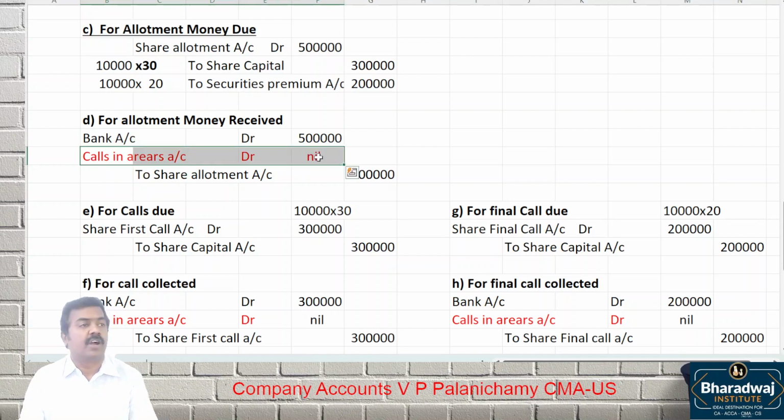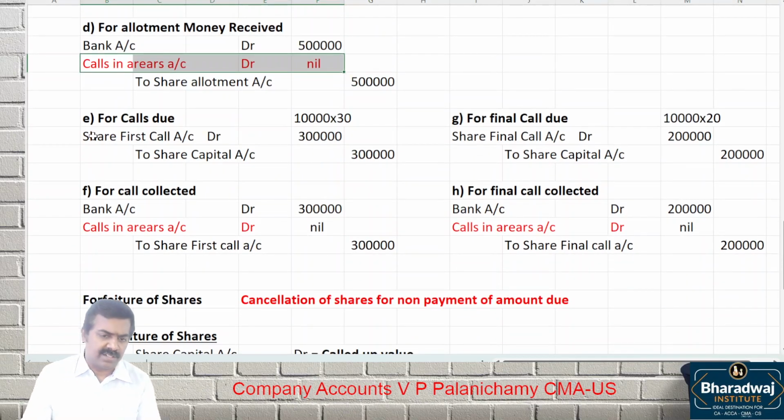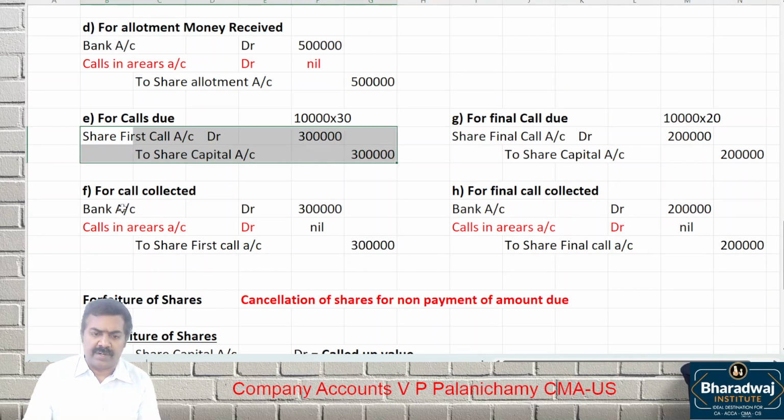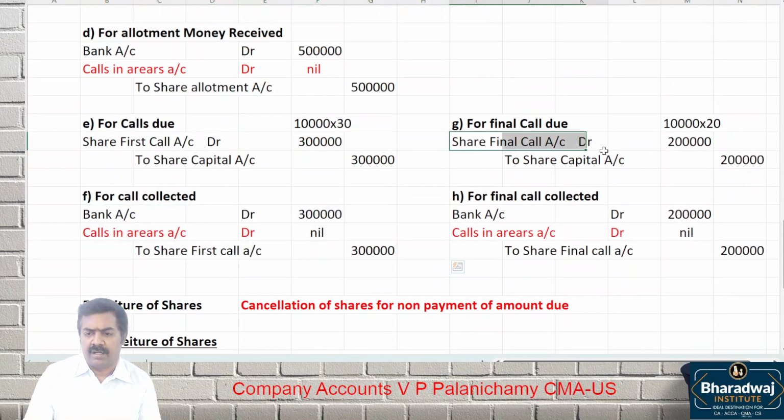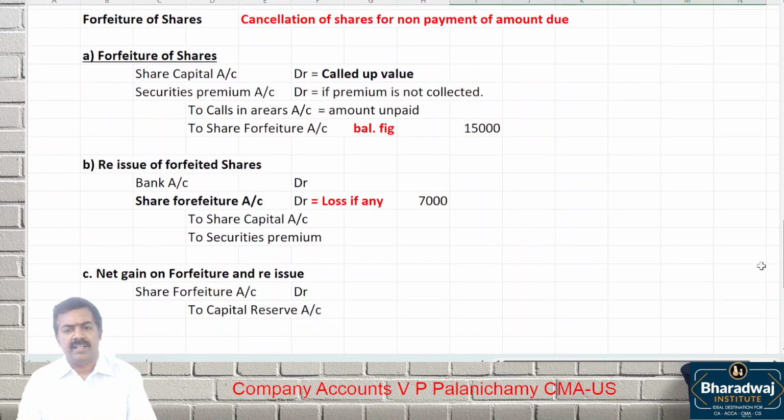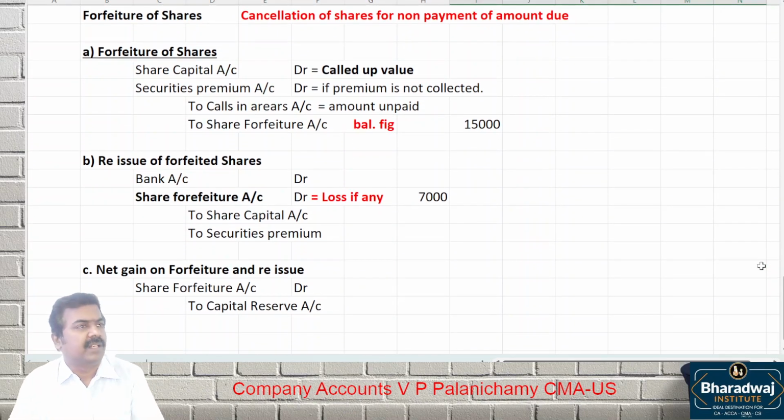If there is any money not paid, we'll debit to which account? Calls in arrear. Share first call to final call, we collect the money. Then share final call account debit to share capital, then we collect the money. Then if money is not paid, what can the company do? The company can cancel the shares.